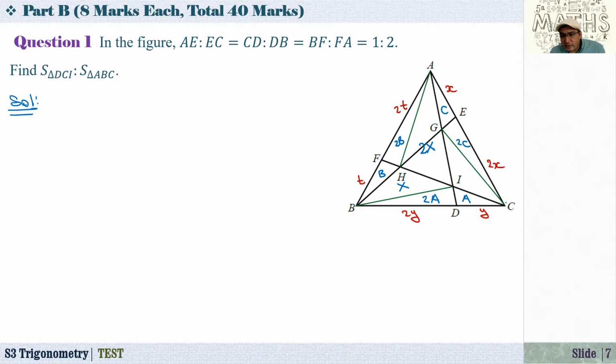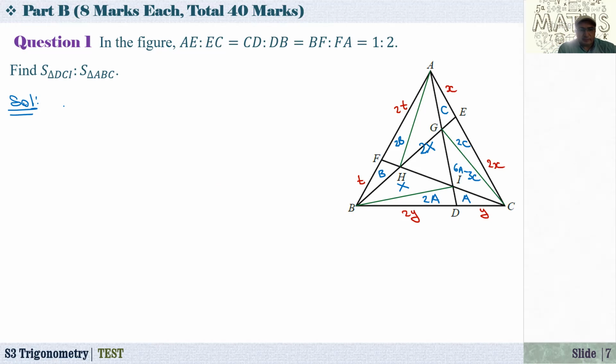And how about this area CIG? Actually, it should be equal to 6A minus 3C, because the whole area is 6A. So this area should be equal to 6A minus 3C. Okay, because the area of ABDC, that's equal to 6A.